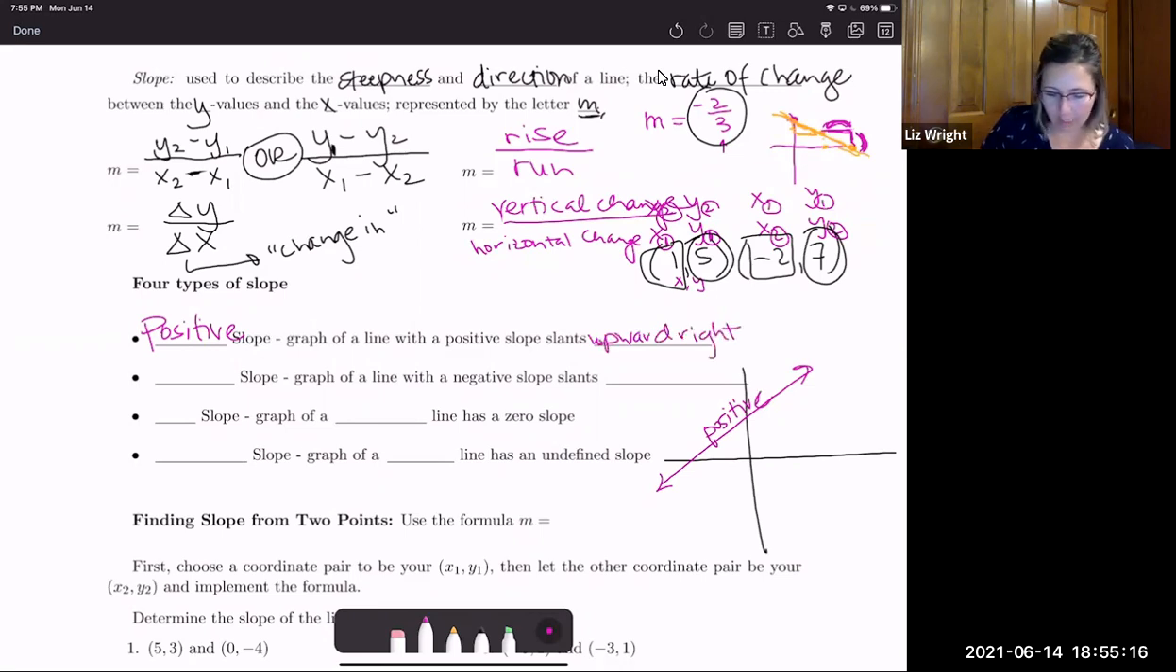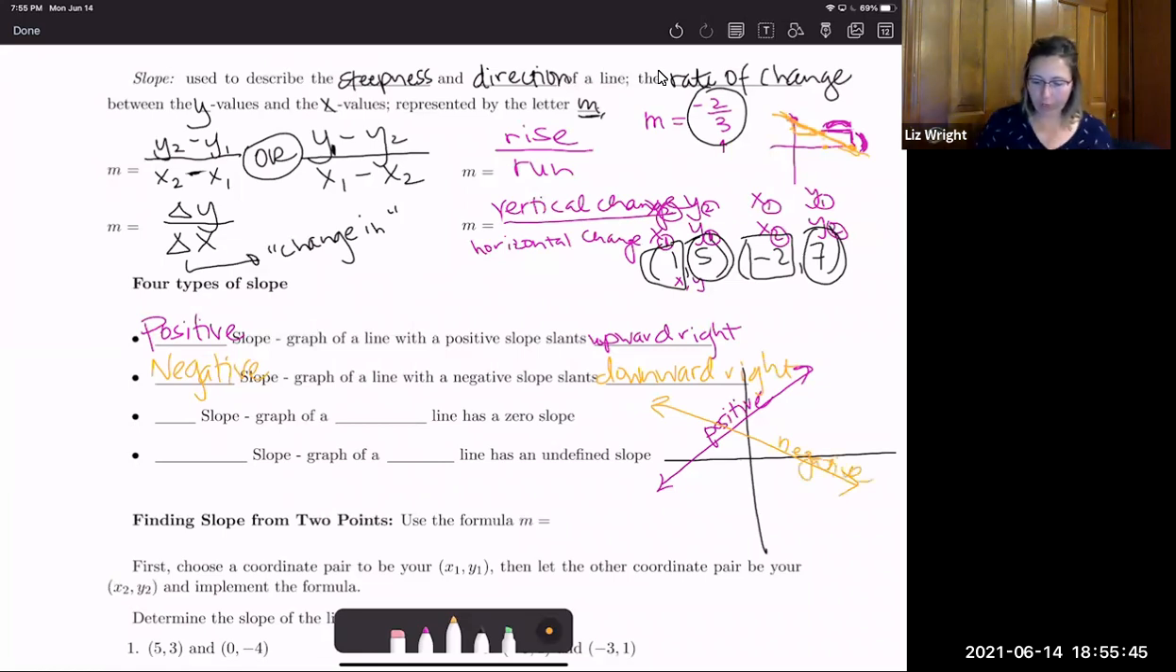And then our negative slope is our next one. It's a graph of a line with a negative slope. It's going to slant downward right. So downward right, and it's going to look like that. And so this one is negative.